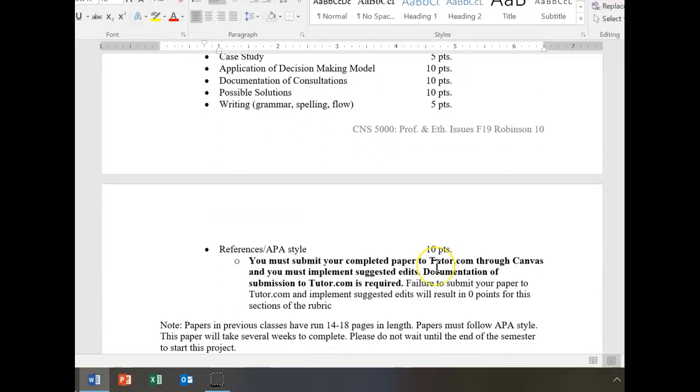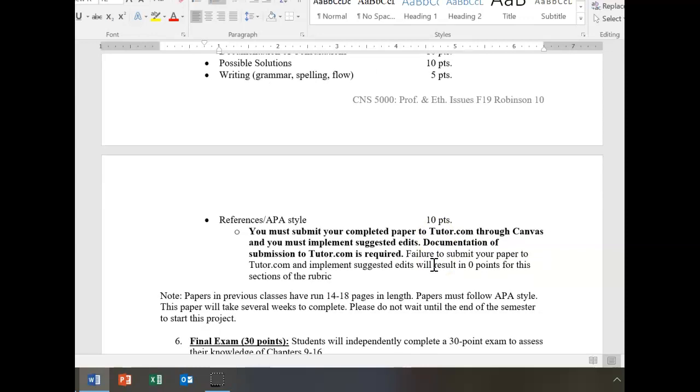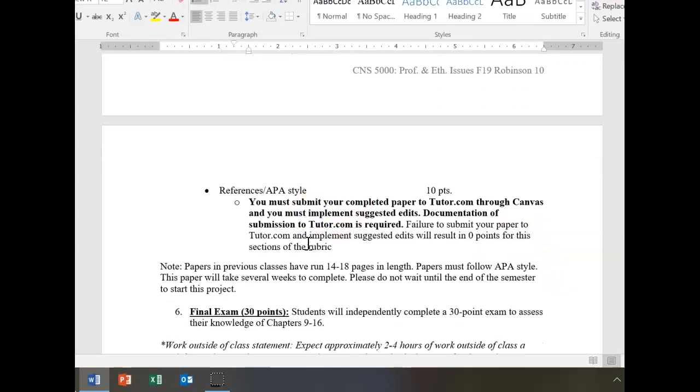I promise you this sounds very overwhelming right now, but we will go over it. Look at this very last thing here. You absolutely must submit your completed paper through tutor.com, through Canvas, and you must implement the suggested edits. And I have to have documentation of you submitting it through tutor.com. I will go over this with you. I promise.